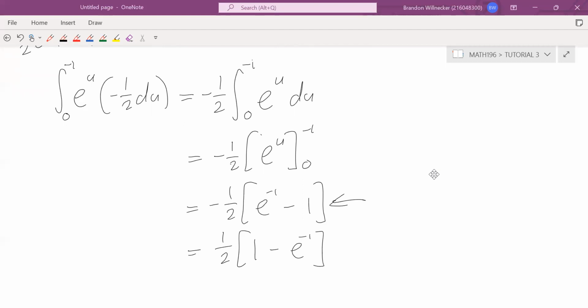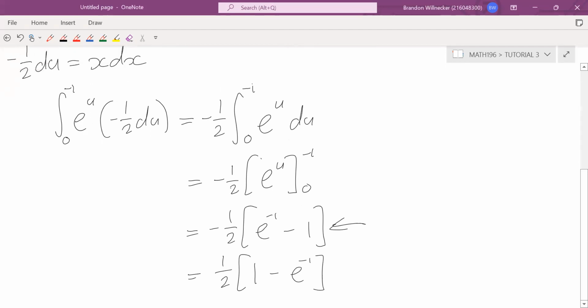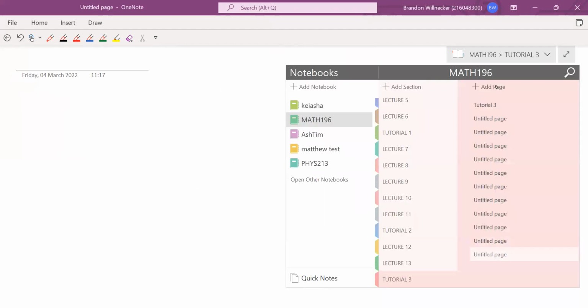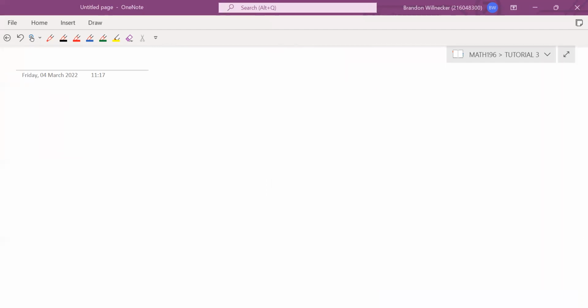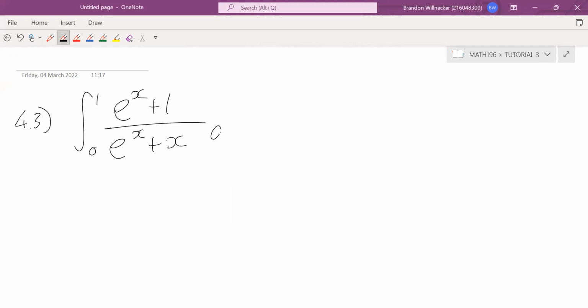Okay, let's take a look at another one. Next one is 4.3. Just two more to go. So 4.3, we have the integral from 0 to 1 of e to the x plus 1 over e to the x plus x dx.